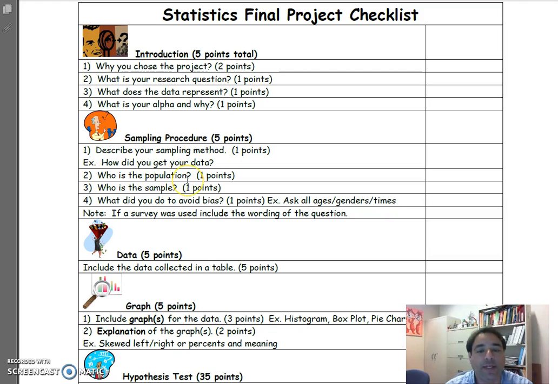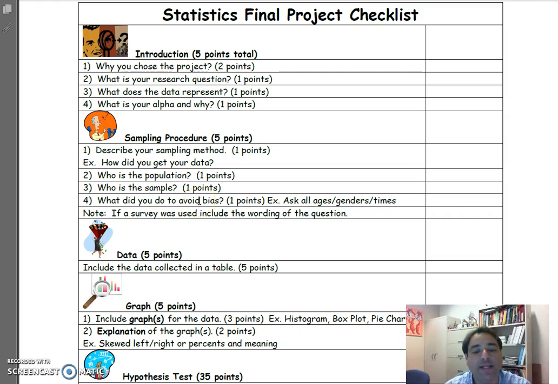Your population could be, based on your research, usually all people, all Americans, but it depends on your research, it could be all college students. Who is your sample? I would say at least ask 50, because you want to pass your conditions. But you want to ask probably at least 50 people. You can go for 100 or more, for sure.